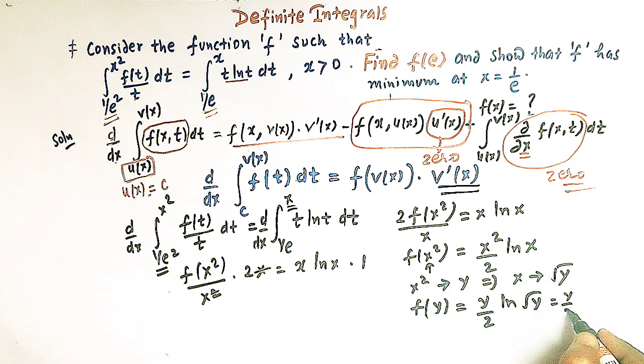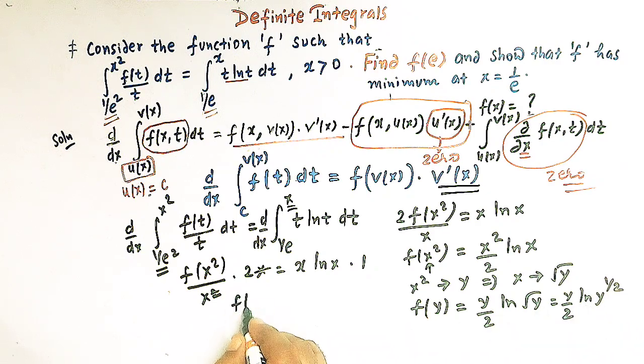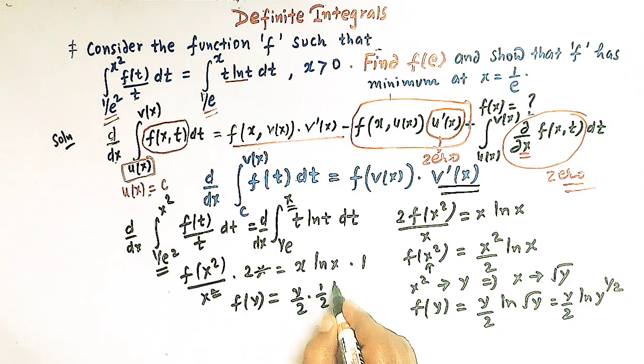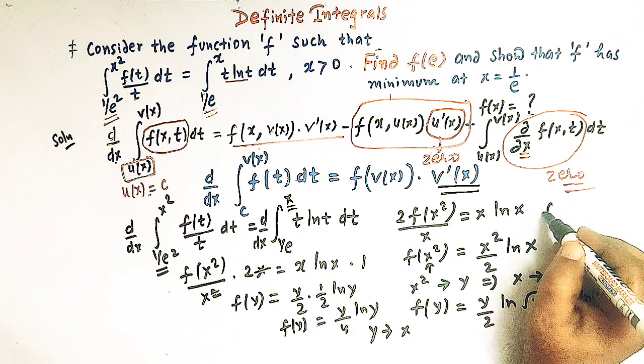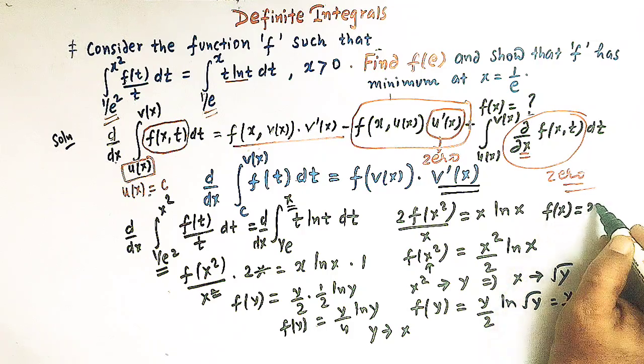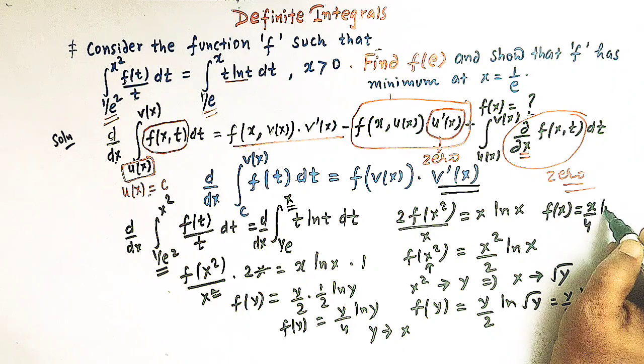Now we can write y over 2, and this is natural log of y raised to half, and using the properties of log, we can now write f of y is equal to y over 2 times half natural log of y, that is y over 4 times natural log of y. So f of y is given by y over 4 times natural log of y. So now again replacing y by the variable x, because this is a dummy variable, we can now write f of x is equal to x over 4 times natural log of x.